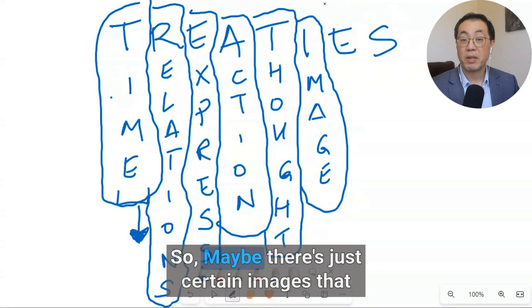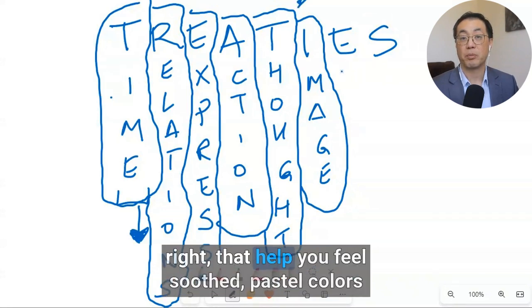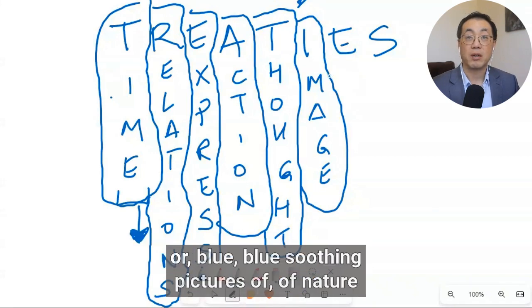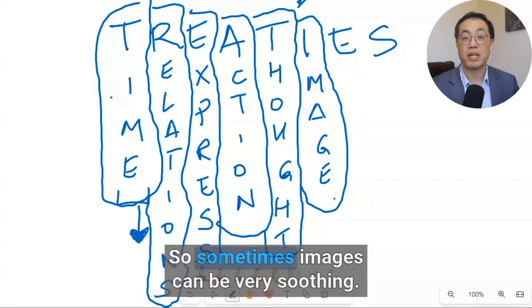So maybe there's just certain images that are soothing. Maybe there's certain colors, right, that help you feel soothed. Pastel colors, or blue, soothing pictures of nature or the water, right? So sometimes images can be very soothing.